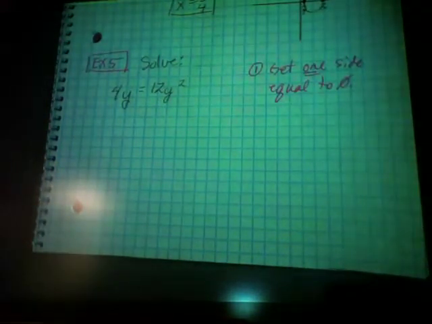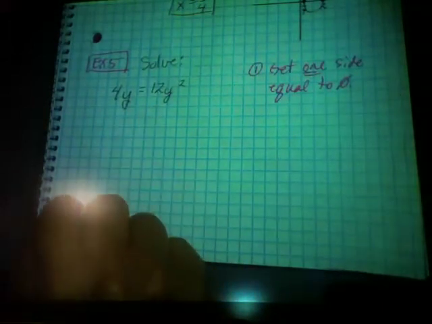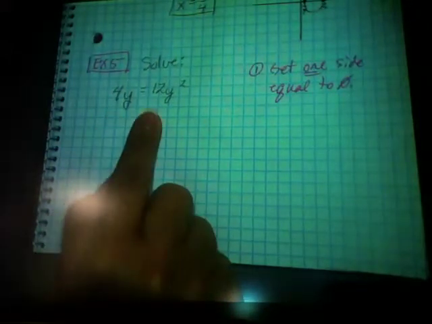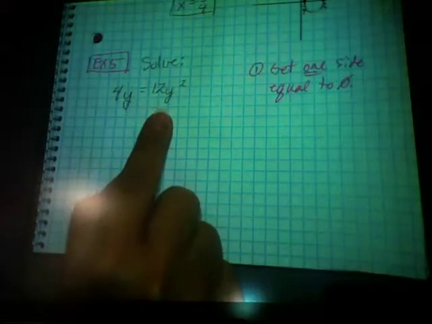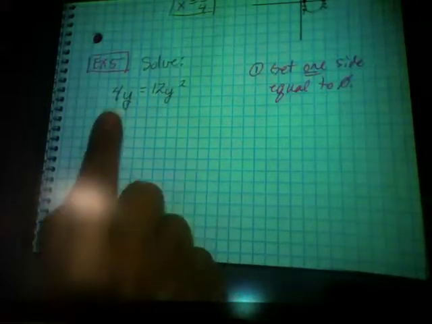Find your highest degree term. Which one of these two is your highest degree term? What's the degree of this term? 1. What's the degree of that term? 2. That has the highest degree and it's positive. I always want my highest degree term to be positive. So it's already positive. I'm going to move the 4y to the right.